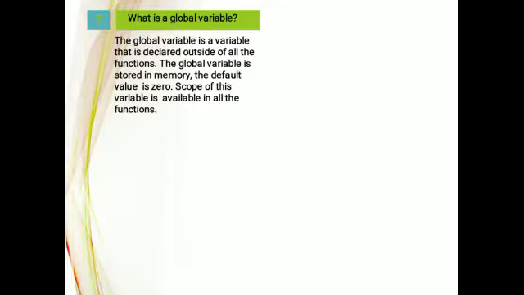What is a global variable? The global variable is common to all the functions in a particular program and is declared outside of all the functions. So it is stored in memory and the default value is 0. The scope of the variable is available in all the functions.